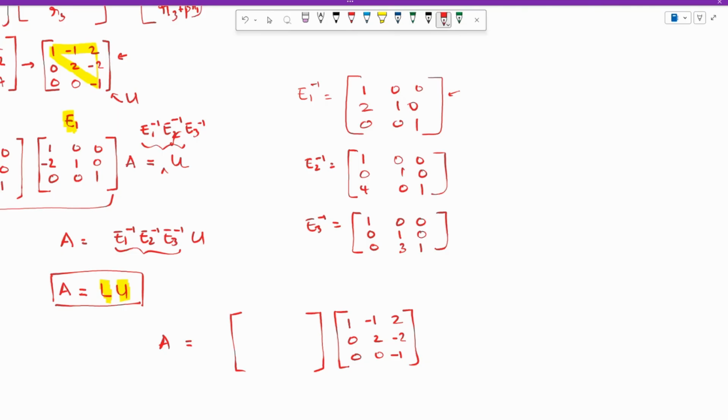The first row of E1 inverse, E2 inverse, E3 inverse is easy to know. In fact, if you look at all of them, they're not doing anything to the first row. It's 1, 0, 0, 1, 0, 0, 1, 0, 0. So the first row of the product will be 1, 0, 0.